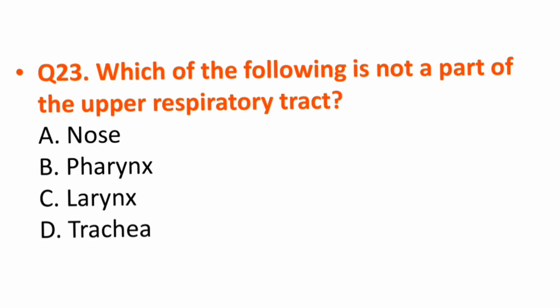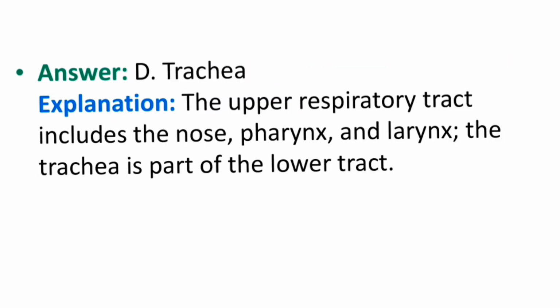Which of the following is not a part of the upper respiratory tract? Option A nose, option B pharynx, option C larynx, option D trachea. The correct answer is option D trachea. The upper respiratory tract includes the nose, pharynx and larynx. The trachea is part of the lower tract.